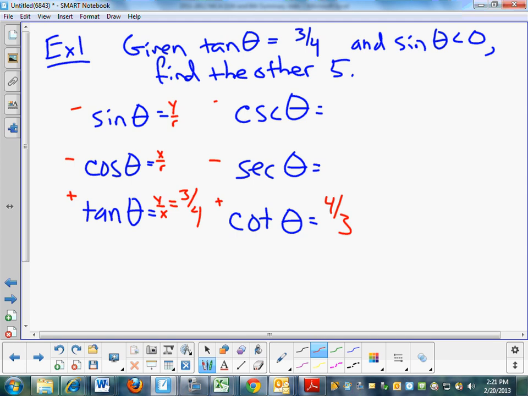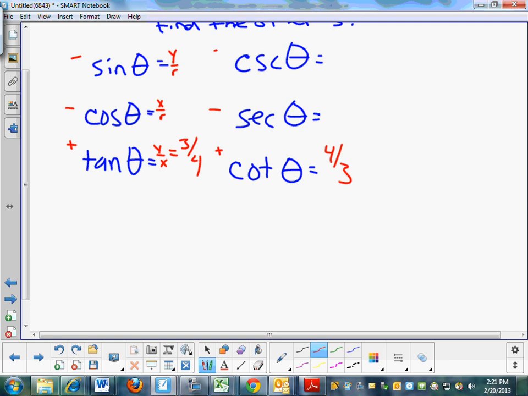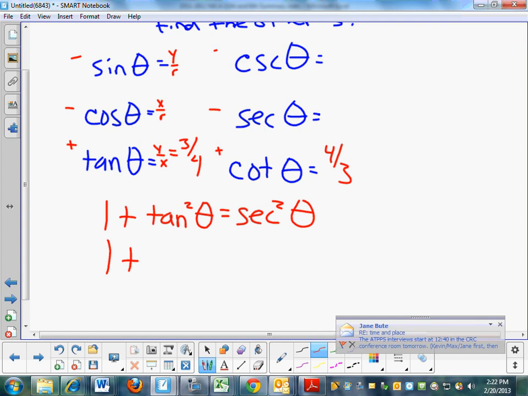You could do x squared plus y squared equals r squared. Or you could use your handy-dandy formula that I gave you guys. Namely that 1 plus tangent squared of theta is equal to secant squared of theta. That will allow us to solve for secant, right? So 1 plus, what do we get if we square that tangent value?